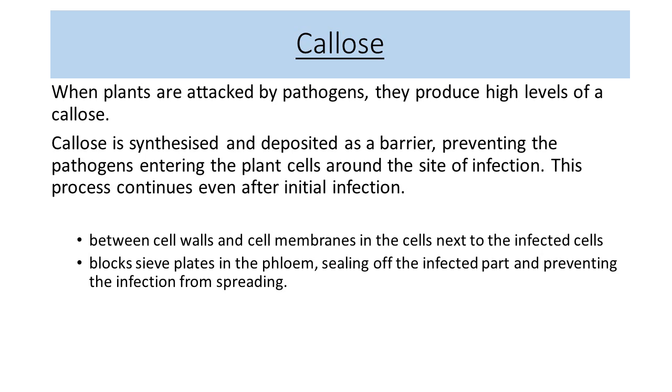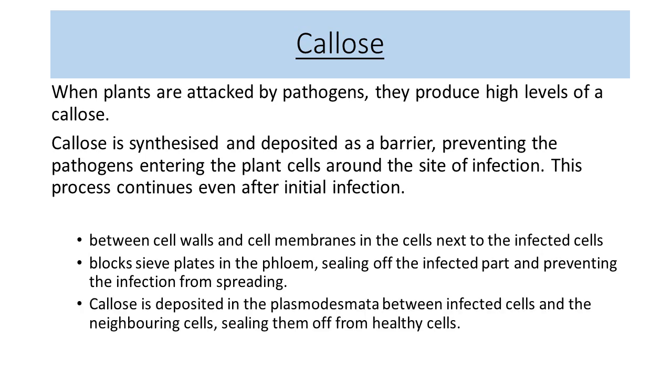It can be deposited within the sieve plates of the phloem so that it's less likely that microbes can be travelling through the plant through the phloem. And also it's deposited in the plasmodesmata between the infected cells. So if you remember, plasmodesmata are these little strands of cytoplasm that extend between one cell and its neighbour, and it allows the movement of materials from one plant cell to the next. And so callose will be deposited to effectively prevent that movement between those two cells and prevent the spread of that disease.